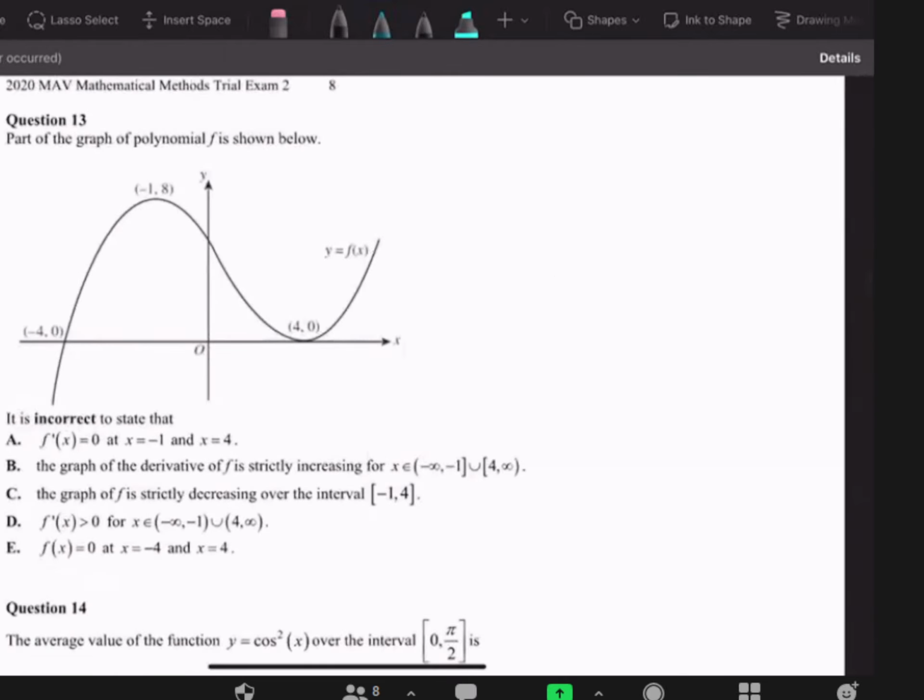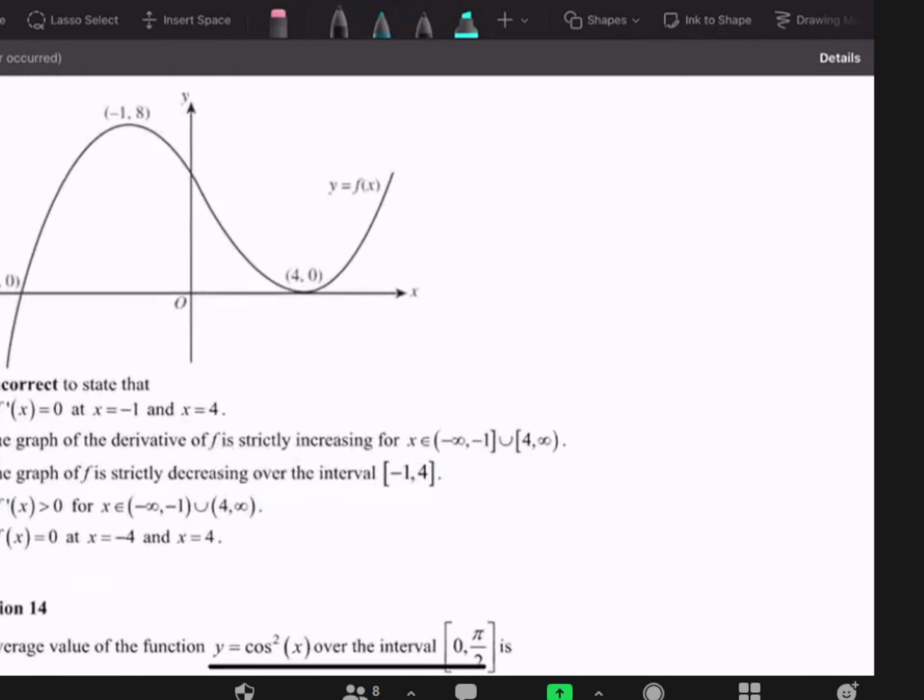So the next question is also trial and error. We start from the bottom. It's incorrect to state that f(x) equals 0 at 4 and negative 4? That's correct, because there are x-intercepts at those points. f dash x is greater than 0 for this interval, so that means it's going up. So that's true. Then we check the endpoints. They're not inclusive, and that's true because this is a greater than sign, not a greater than or equal sign. So that one's also true, so it's not the answer.